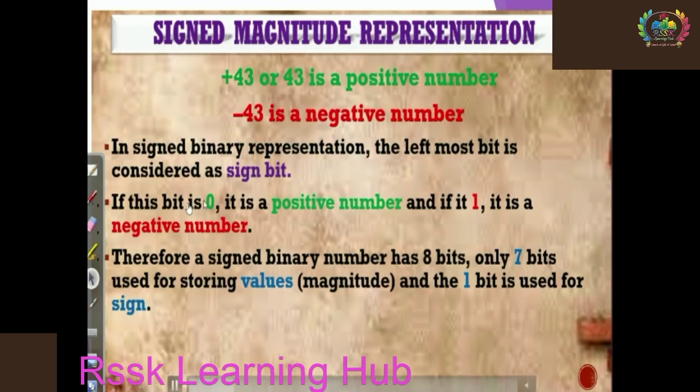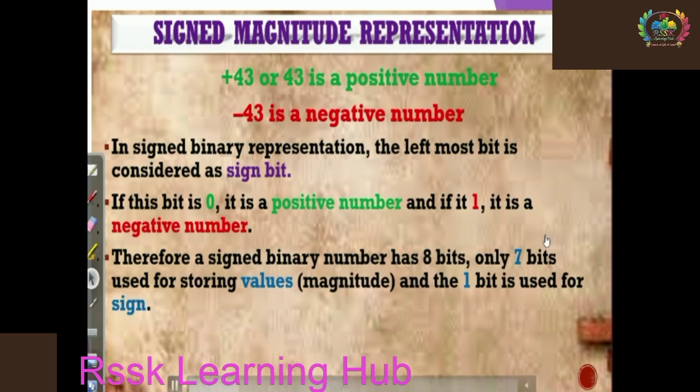If the bit is 0, it is a positive number. If it is 1, it is a negative number. This one you have to keep in your mind: 0 means positive and 1 means negative. Therefore, of the 8 bits totally, only 7 bits are used for storing values. Those values are called the magnitude. And 1 bit, totally 8 bits.